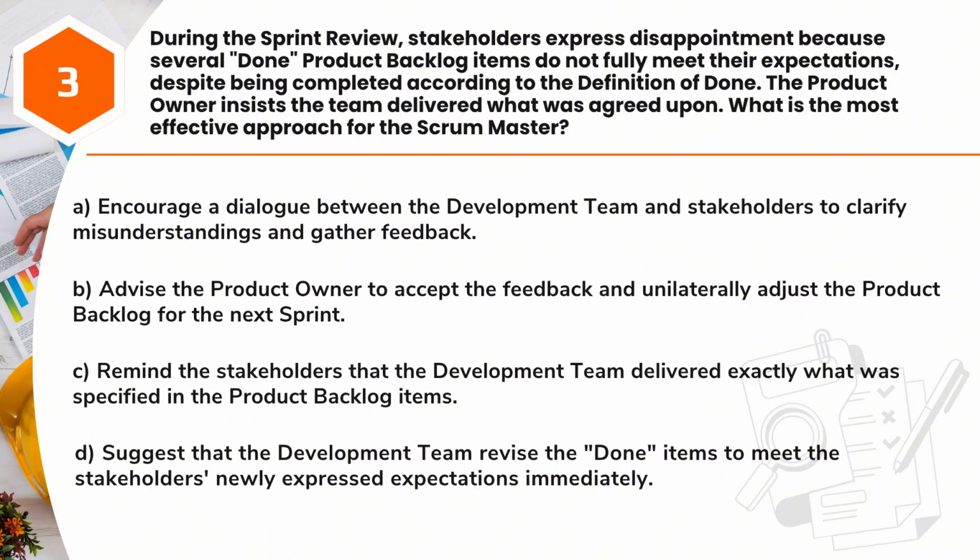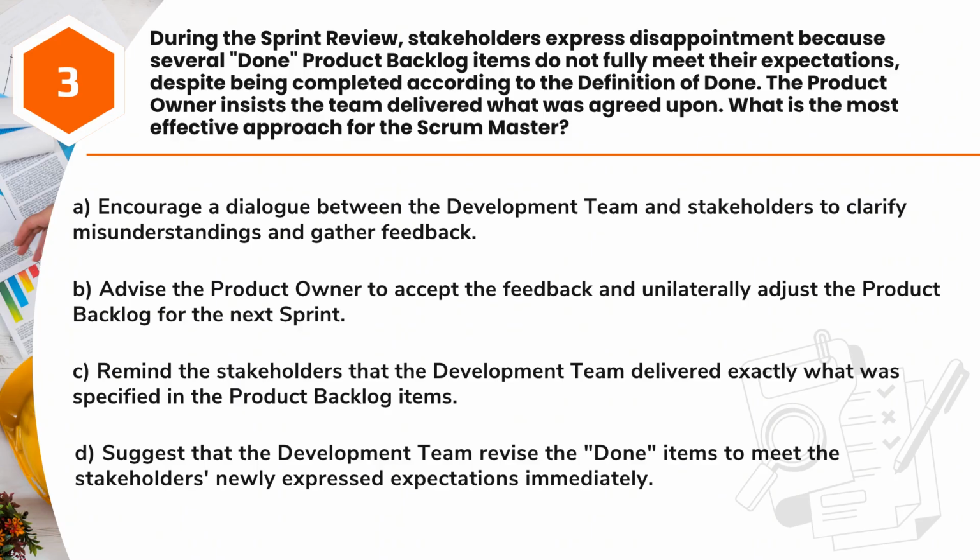Question 3. During the sprint review, stakeholders express disappointment because several done product backlog items do not fully meet their expectations, despite being completed according to the definition of done. The product owner insists the team delivered what was agreed upon. What is the most effective approach for the Scrum Master?